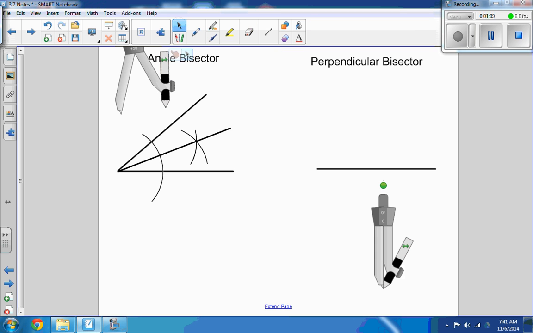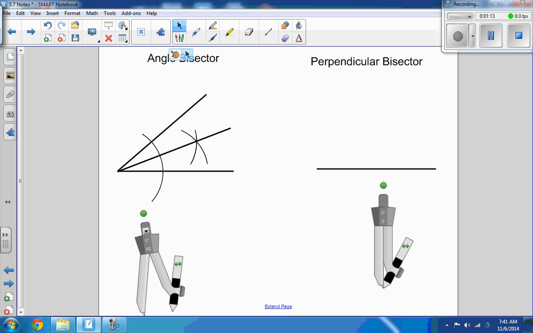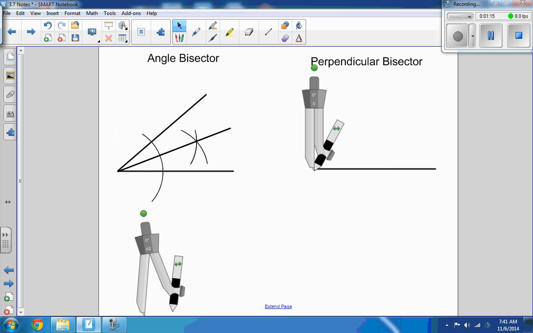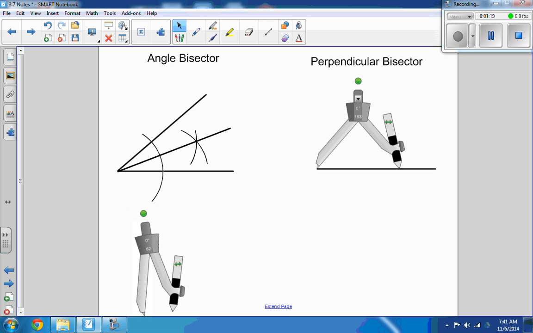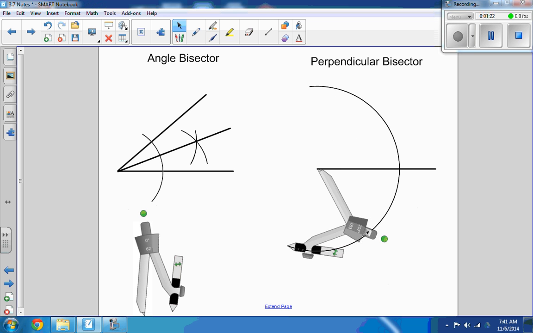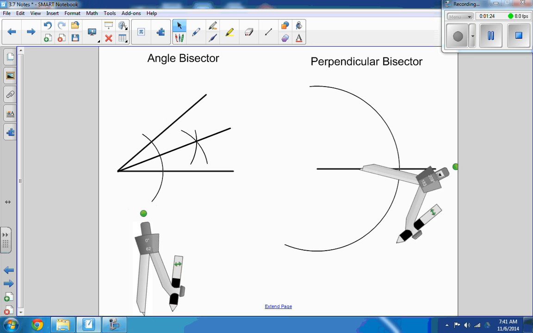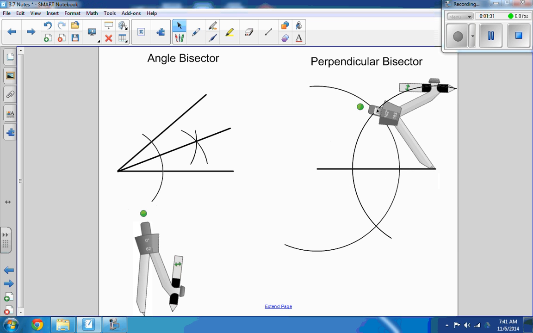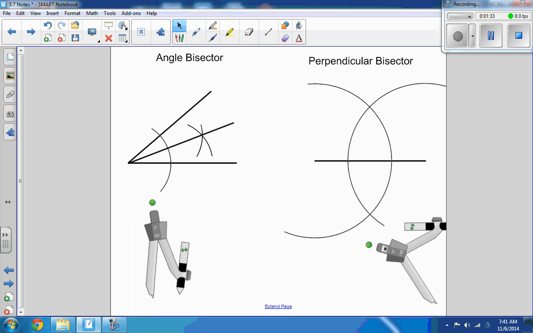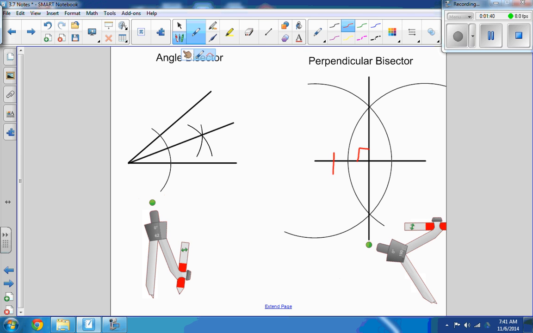Perpendicular bisector. So let's look at the perpendicular bisector. What we do is we go at the end point, go a little bit past the middle, and make a big arc above and below, and then I repeat that on the other side. And what I've created is a perpendicular bisector. It's perpendicular, and it also cut the segment in half.